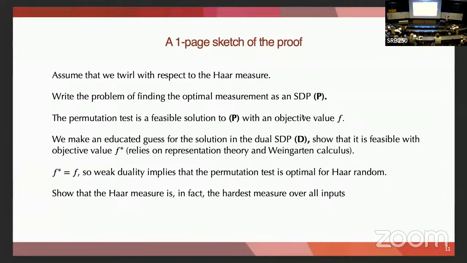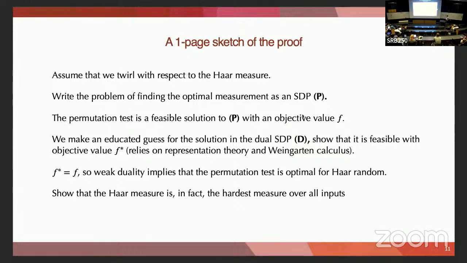What we need to do is average such a choice of the state with respect to the Haar measure. And we will formulate the problem of finding the optimal measurement as an SDP optimization. This will be a primal problem for us. The permutation test itself is just one example for this optimization problem. It's a feasible solution to this primal problem with some objective value f, which we compute.